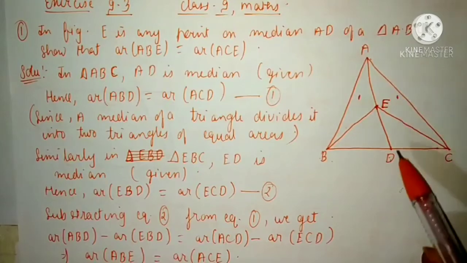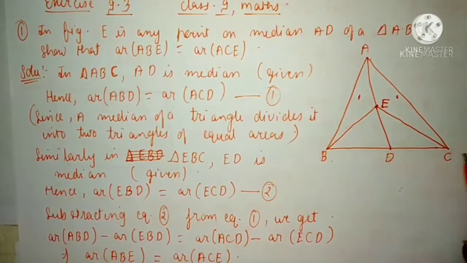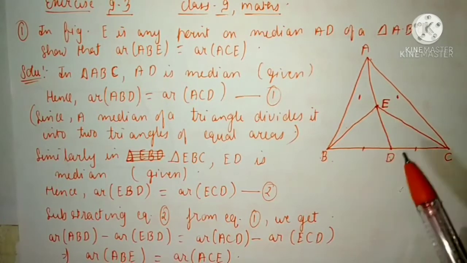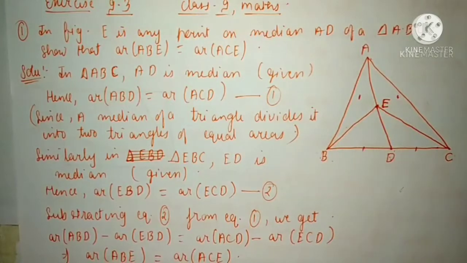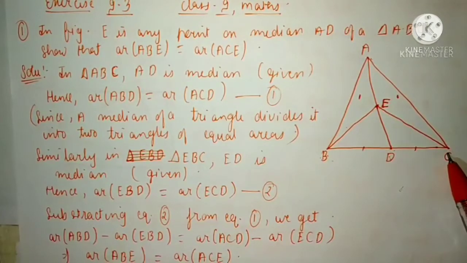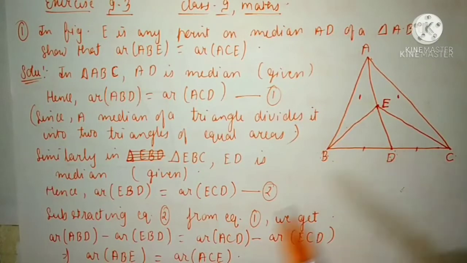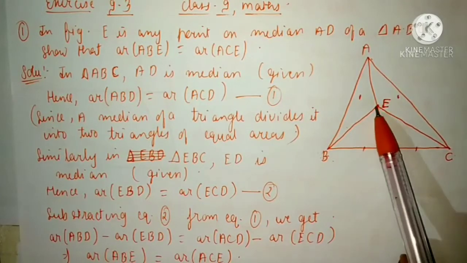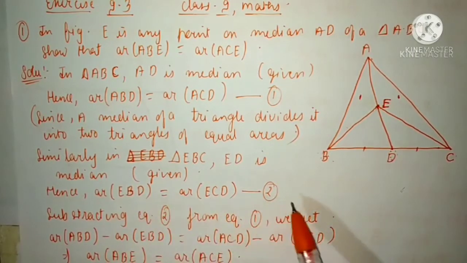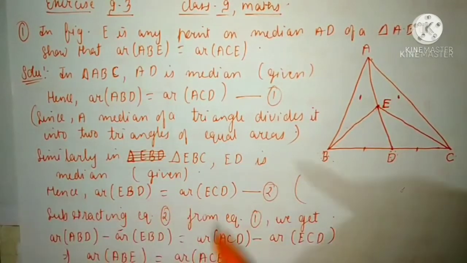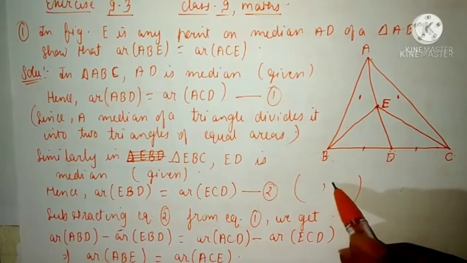Now since this AD is median, that means this D is the midpoint of BC, that means this is equal to this. So we can say that ED will be the median of EBC. Similarly in triangle EBC, ED is median. So again area of EBD will be equal to area of ECD. Name this as equation number 2, and the reason will be the same as what we have written in the previous one. Here you will write the same reason.